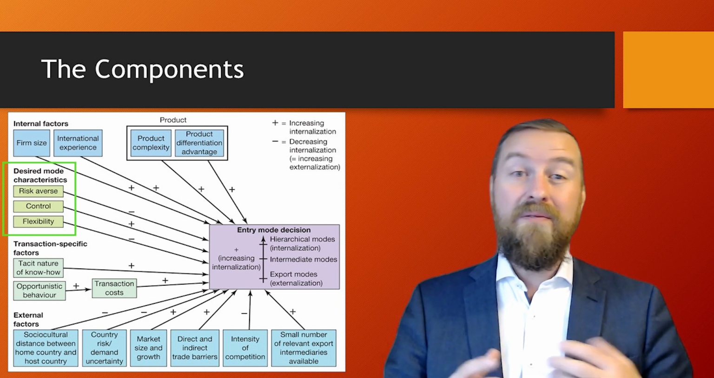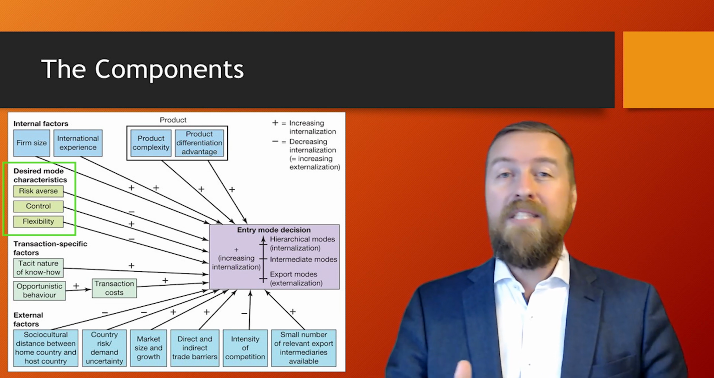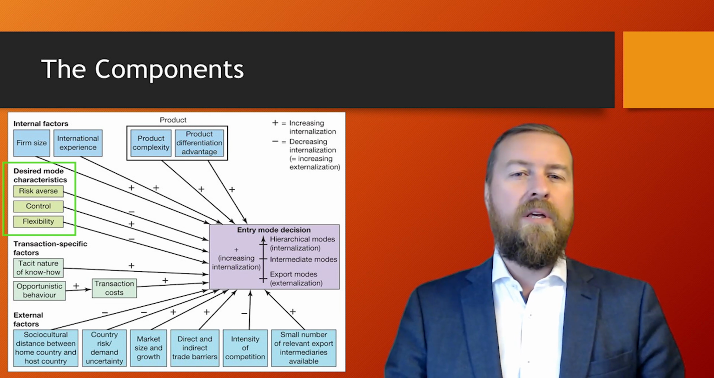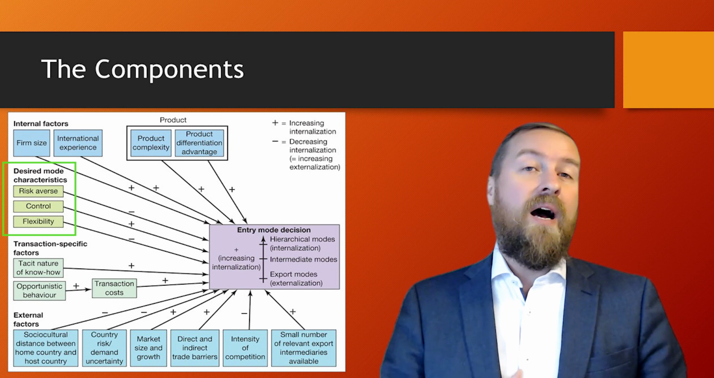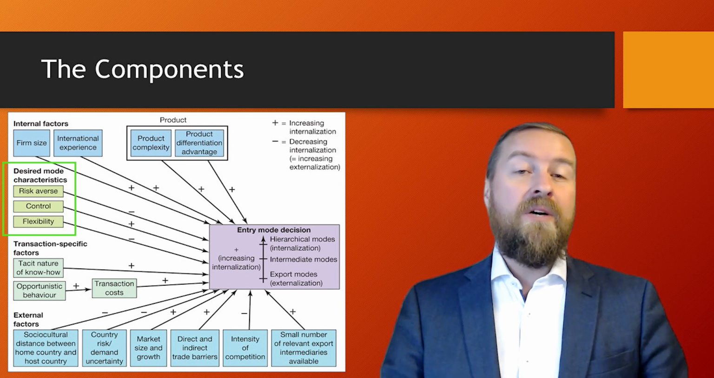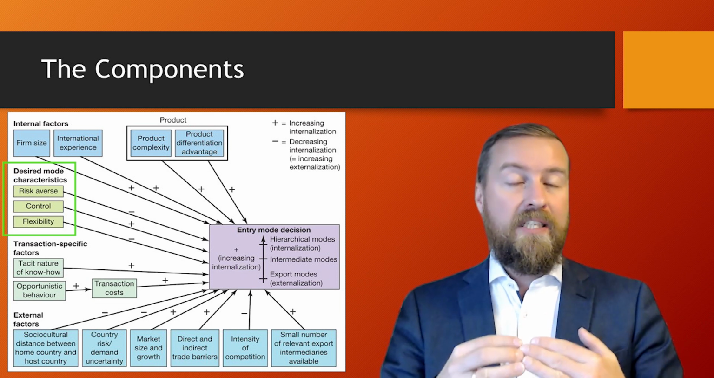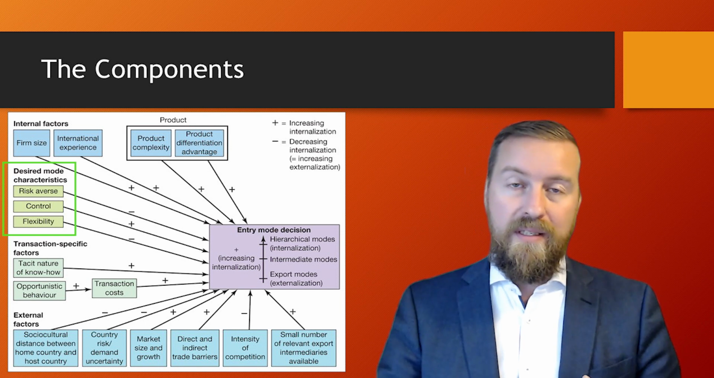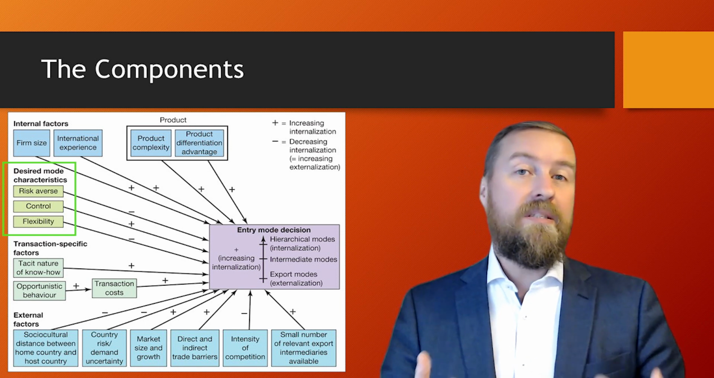The last one is flexibility. Again, history. How much flexibility do they want? And it's very, very closely linked to the risk aversion, where you say, I don't want to take so big risks, so therefore I choose an entry mode with high flexibility. I can go in easily and I can go out easily, which means that an export mode is more likely.